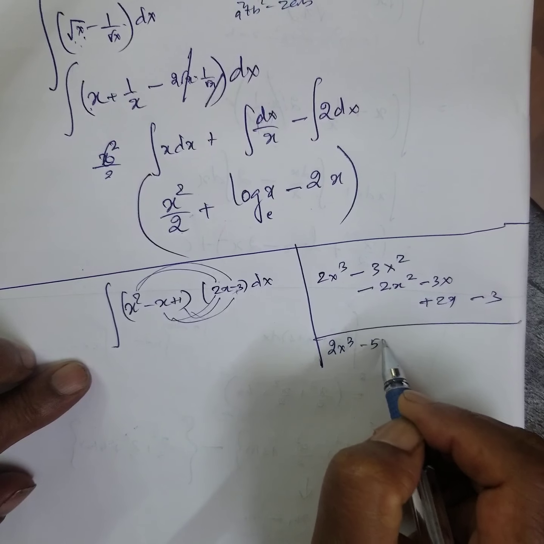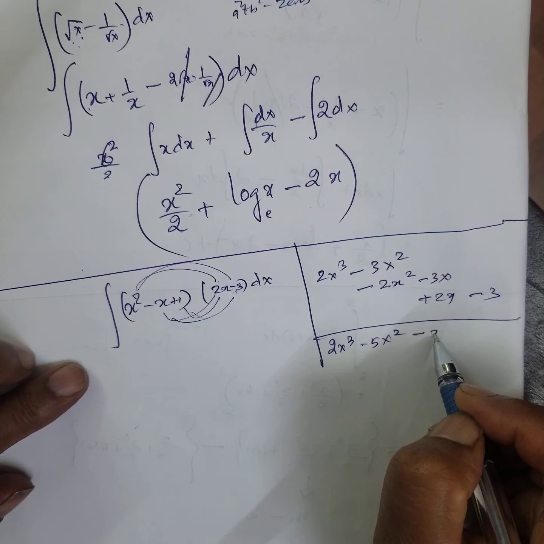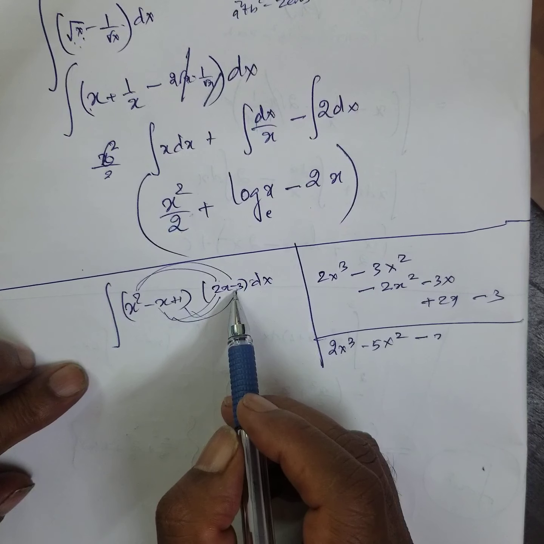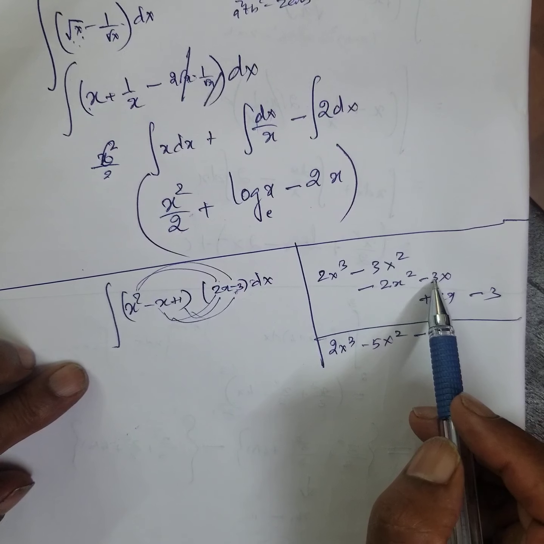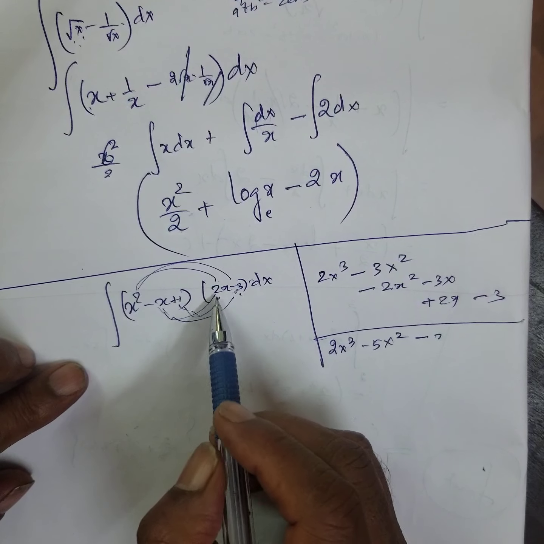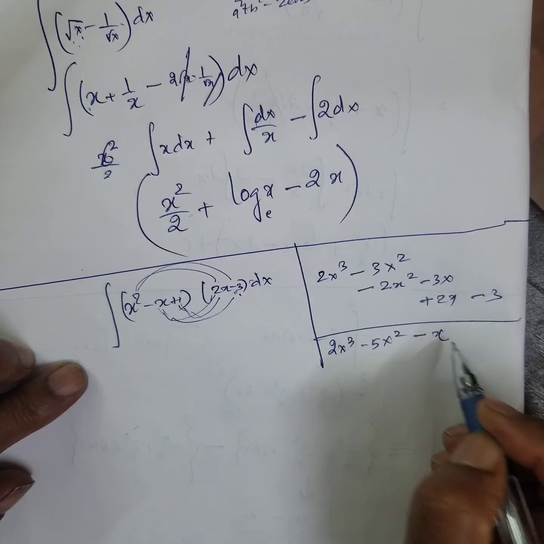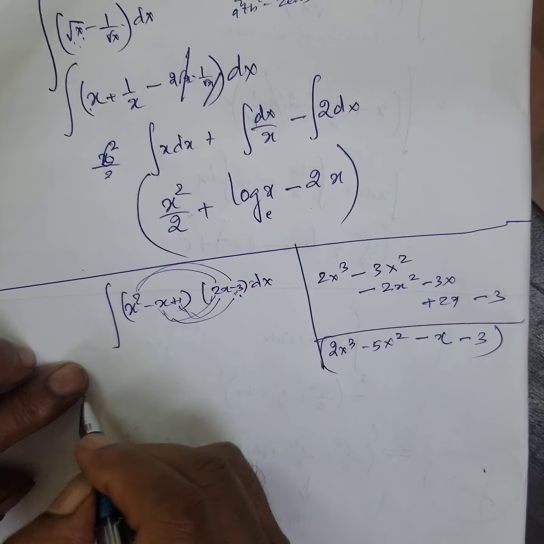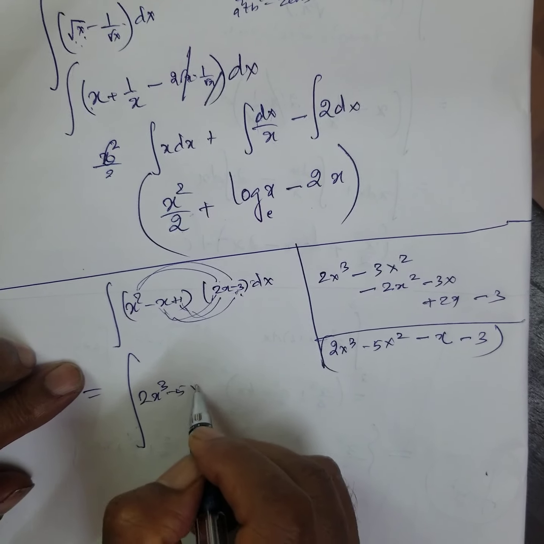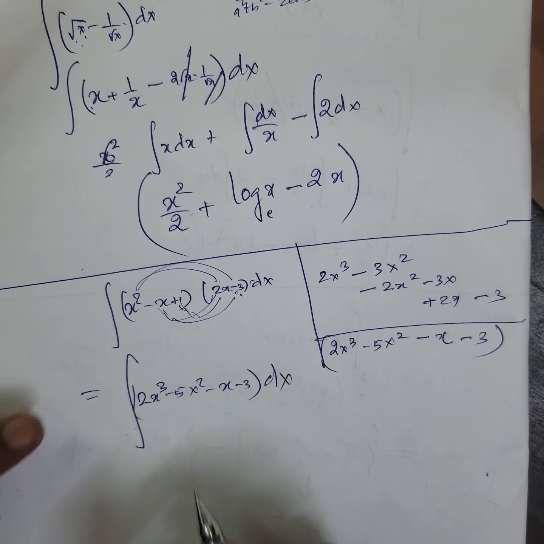2x cube minus 5x square minus, here what? Minus x, this is what? Minus 3x, is it not? Minus 3x. Here 2x is minus 1 minus 3. Therefore integration of (2x cube minus 5x square minus x minus 3) dx.